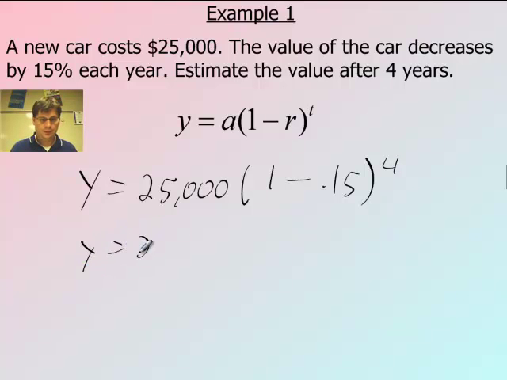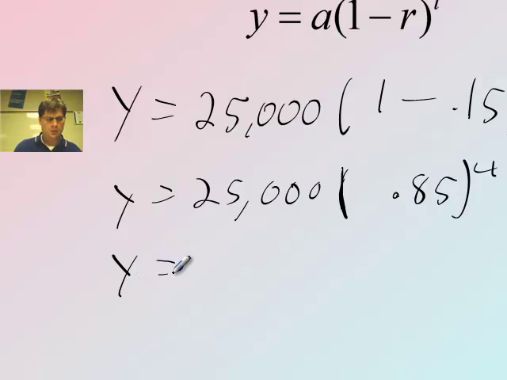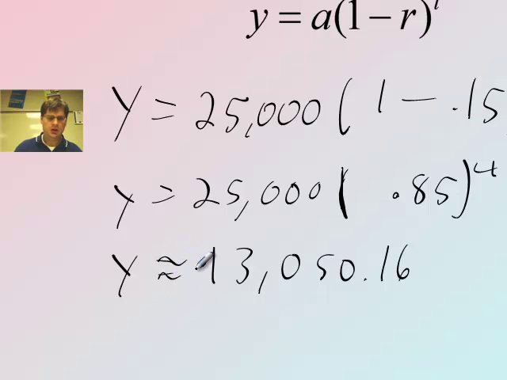When I work that out, when I say 1 minus 0.15, that's going to leave me with 0.85. That's my decay factor. Sometimes we get a problem that asks what the decay factor is. So what does that mean really? And then we can just punch the remainder of this in the calculator and see what that is. We should get y equals 13,050 and 16 cents, we'll say approximately equals that amount.